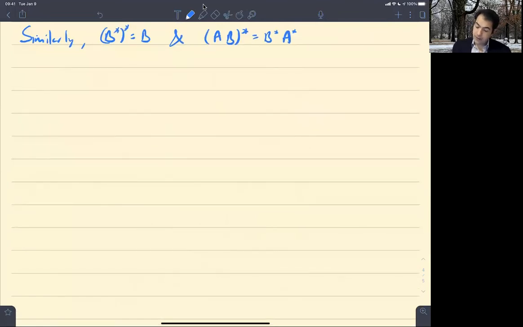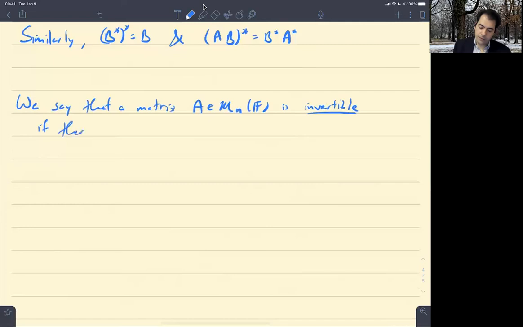Here's another operation that you can do sometimes. So we say that a matrix A of size n by n, so only for square matrices, is invertible if there is a matrix B, also of size n by n, such that A times B is equal to the identity matrix of size n by n, and that's equal to B times A.